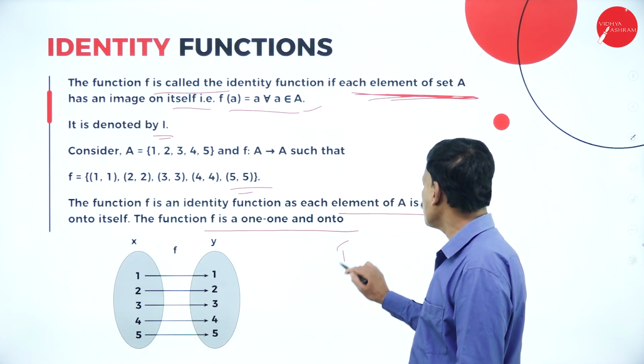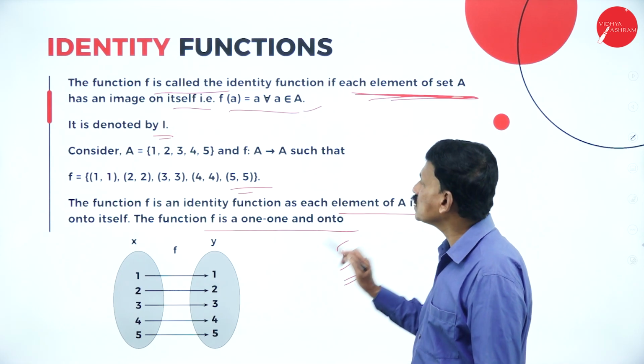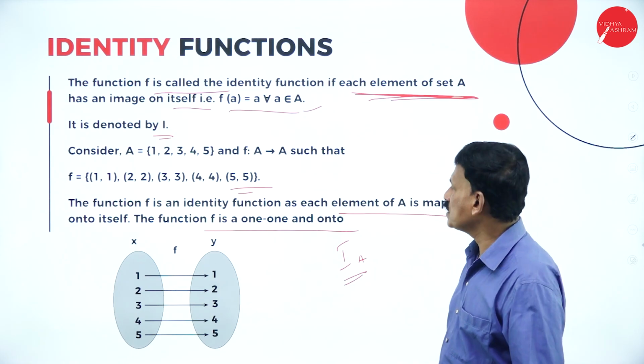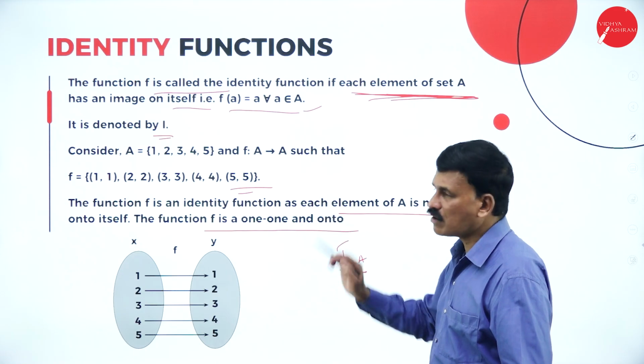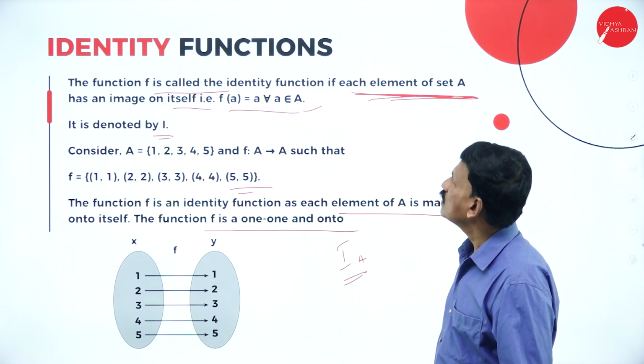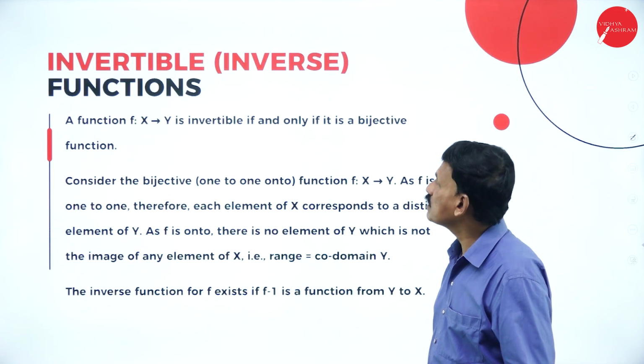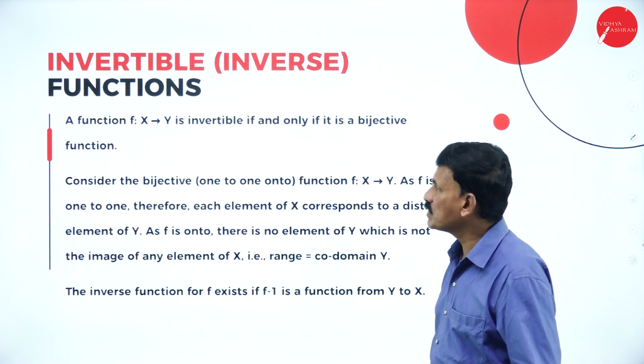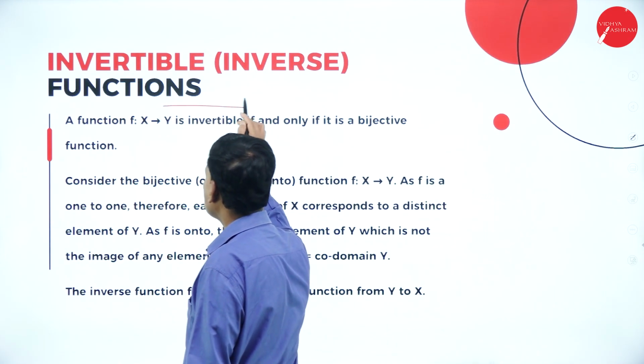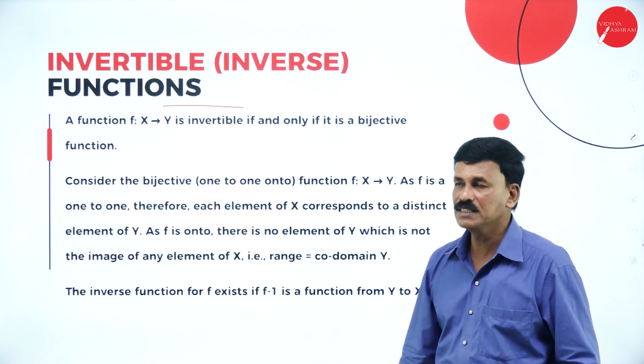Therefore, this is an example for an identity function denoted as I or IA. This f is 1-1 and onto function. Now let us come to the next one, invertible, that is, inverse function. This is a very important concept, invertible function and inverse function.